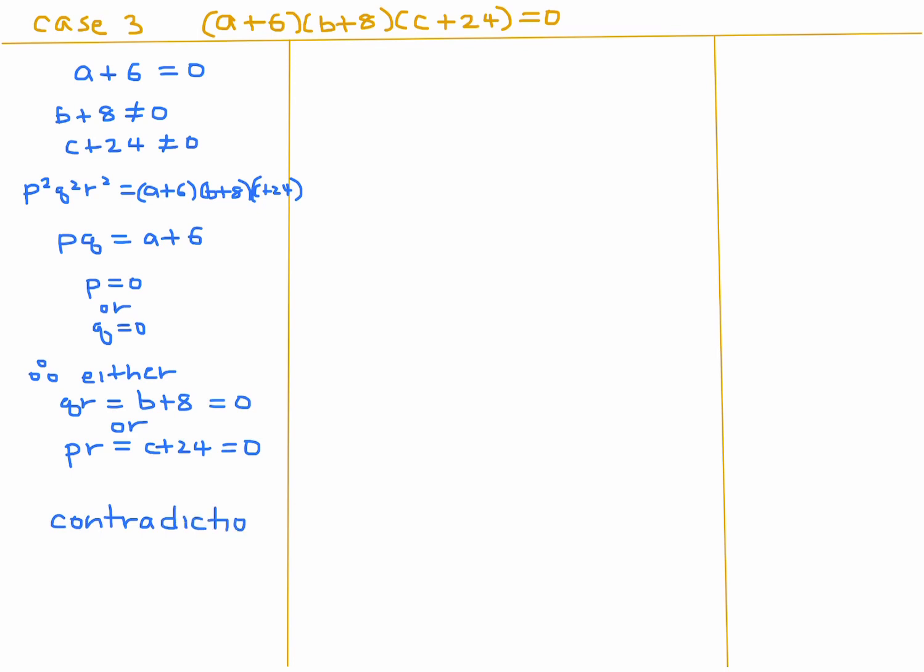And therefore, we cannot have a scenario where only one is equal to 0, as I have shown. So this doesn't work. So the next scenario is if 2 are equal to 0, meaning 2 of those 3 factors. So for example, A plus 6 is equal to 0, and say B plus 8 is equal to 0, right? That would be an example of 2 being equal to 0, and therefore C plus 24 is not equal to 0. Okay, so that is how we're going to proceed with this one.